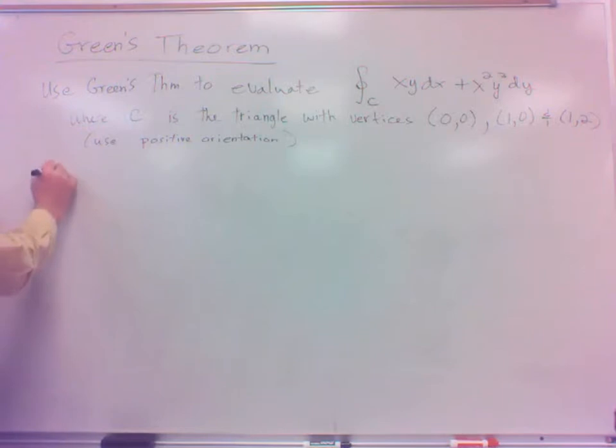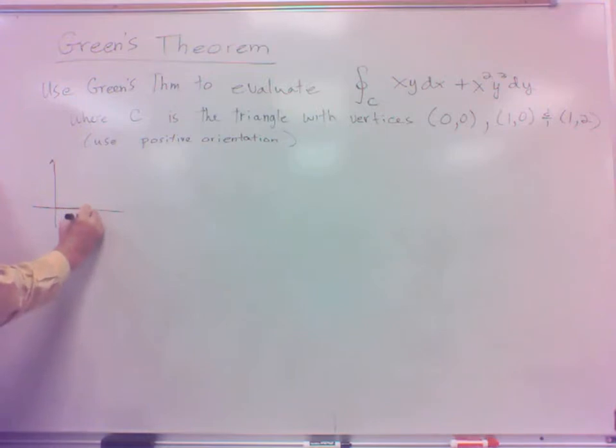All right. So yeah, we've got a triangle from (0, 0) to (1, 0), then from (1, 0) to (1, 2), and then from (1, 2) to (0, 0). So that's our curve. And so positive orientation would be counterclockwise, so it would be something like that. So that's our curve C, and D is, of course, the inside of that.